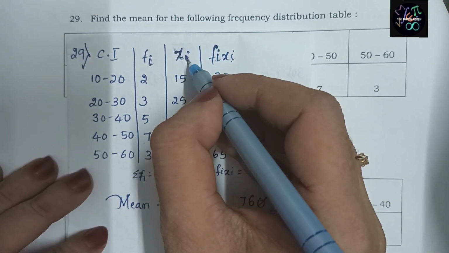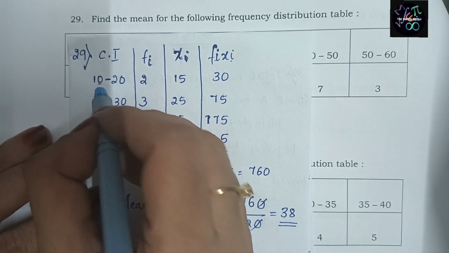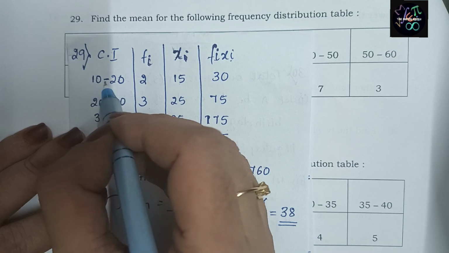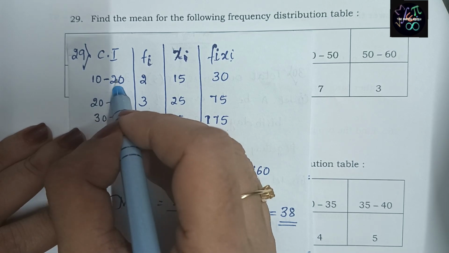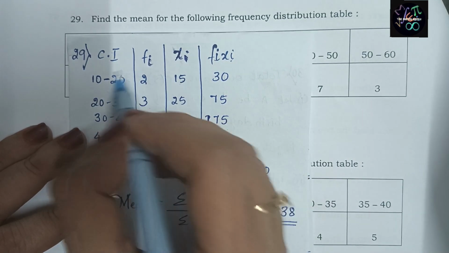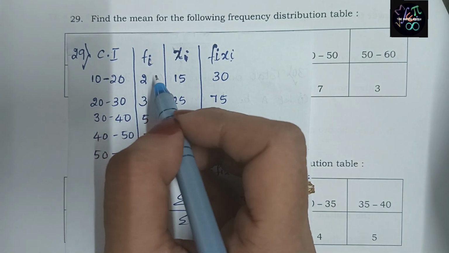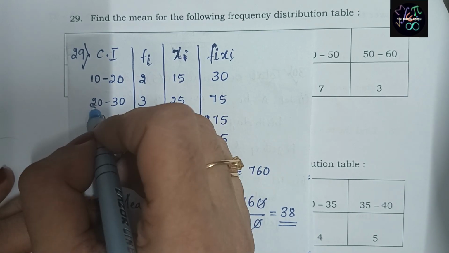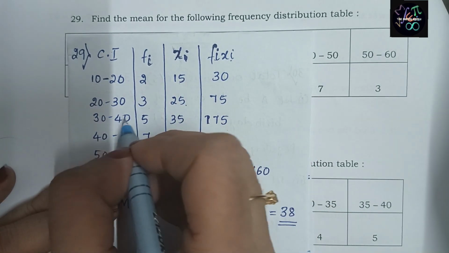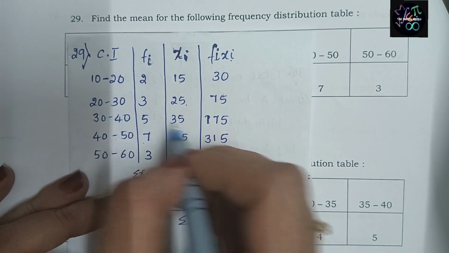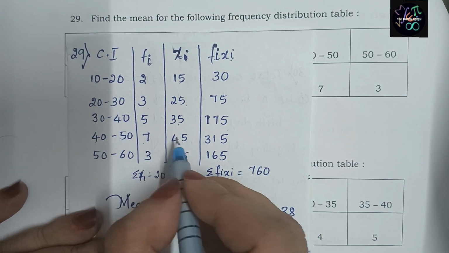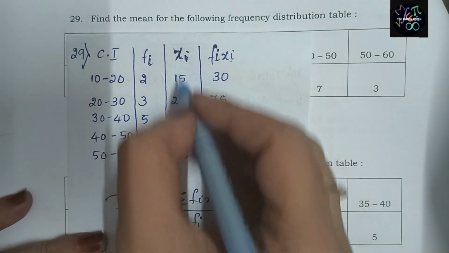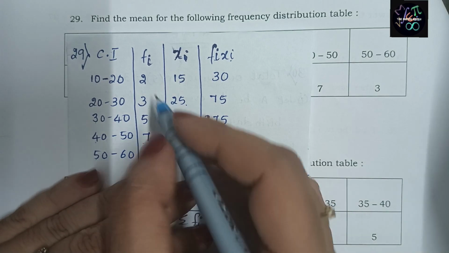What is Xi? Xi is nothing but the middle number of the class, for example of 10 to 20. If we are confused how we get 15, we should add these two numbers, 20 plus 10, that is 30, and divide by 2. 30 by 2 is 15, like that. Otherwise, if we know the middle number, we can write it directly without wasting time. If we are confused, then we have to add. Same thing here: 30 plus 20, 50, half of 50, 25. 40 plus 30, 70, half of 70, 35. 50 plus 40, 90, half of 90, 45. 60 plus 50, 110, half of 110, 55. Like this we get Xi, the middle number.